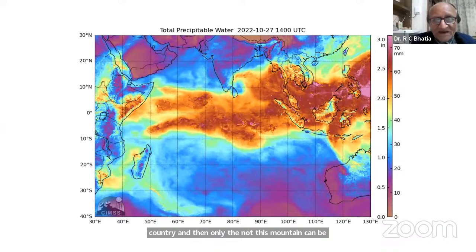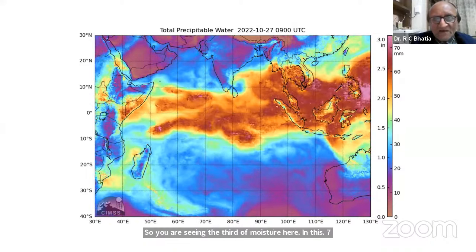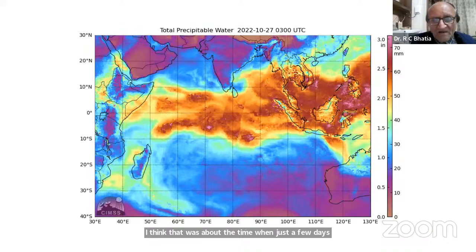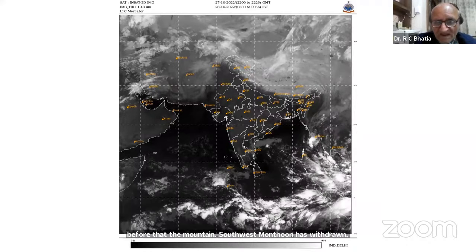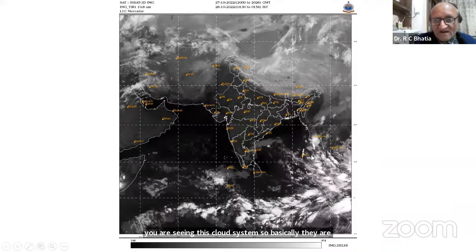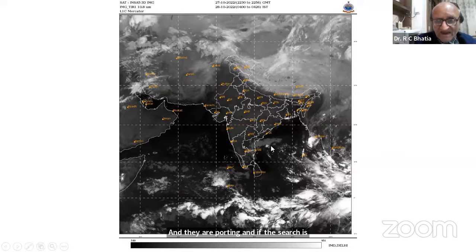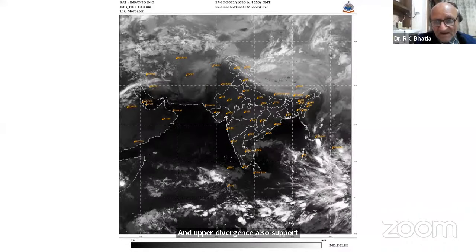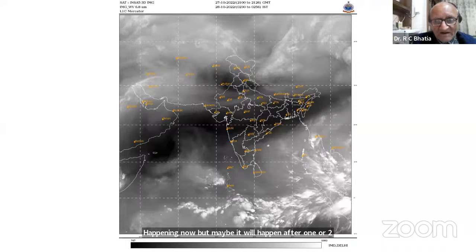So you are seeing the surge of moisture here on 27-10-22. It's end of October. I think that was about the time when, just a few days before that, the southwest monsoon had withdrawn. And corresponding to that, you see this cloud system. Basically, they are due to the surge of moisture coming from the east, and they are forming. If the surge is strong, convergence is quite high, and upper divergence is also supportive, then you can get good weather. But here it is not happening now, though maybe it will happen after 1 or 2 days. We will see further. So this is the water vapor image.